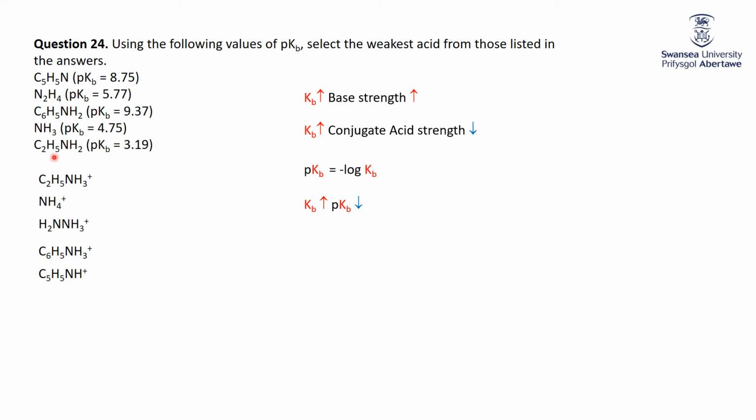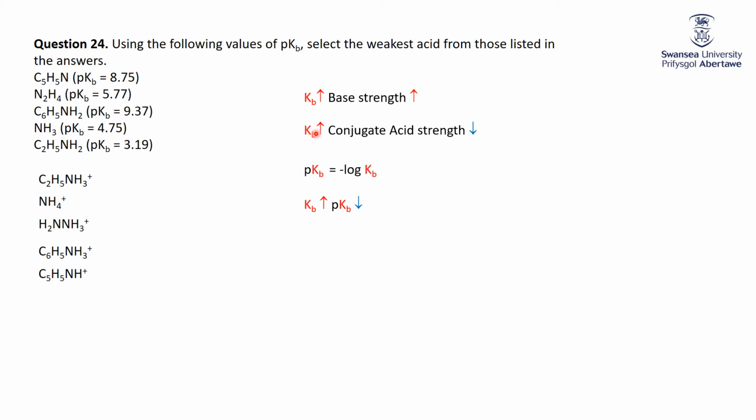So when we look here, of all of these bases, C2H5NH2 has got the smallest Kb, so it's the strongest base. And then this one here has the highest Kb, so that means it is the weakest base. So as the pKb goes down, the base strength goes up. But we're not interested in bases, we're interested in acids. So let's put those two things together, shall we?